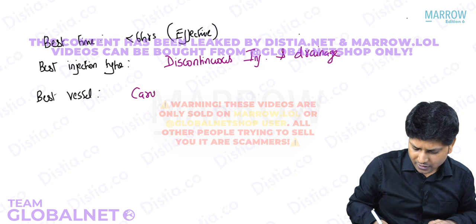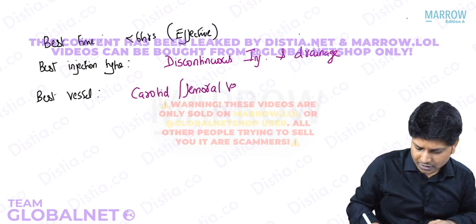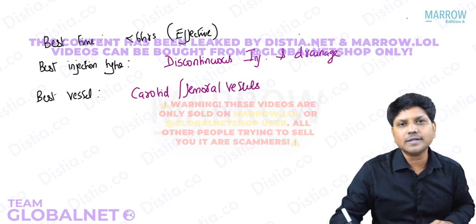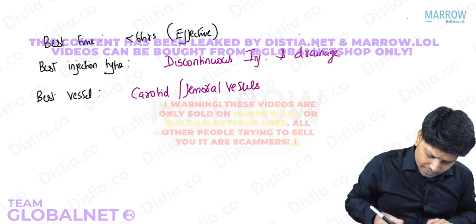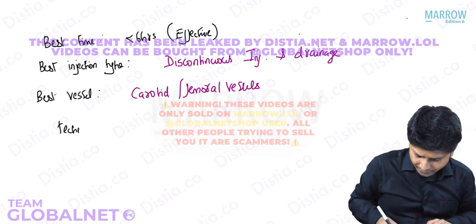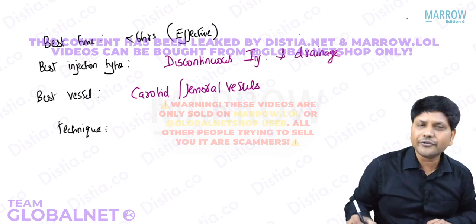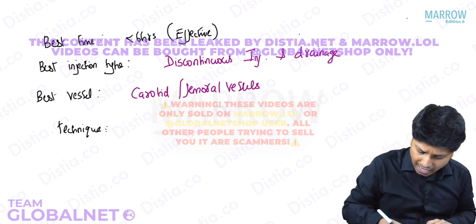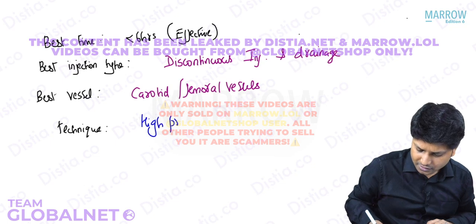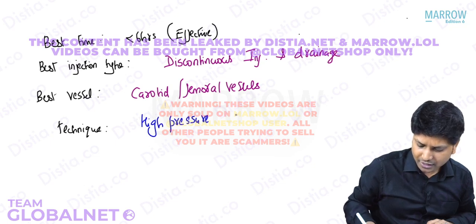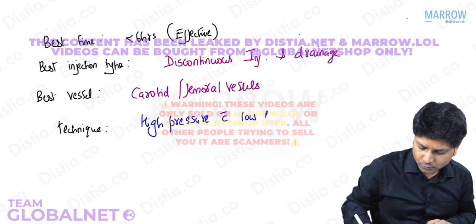You can use carotid vessels and the femoral vessels. Right? Femoral artery, carotid vessels and femoral vessels will be useful. Fine. And what is the best technique which was asked in one of your previous JIPMER exams? High pressure. Do remember, we need to give it in high pressure.